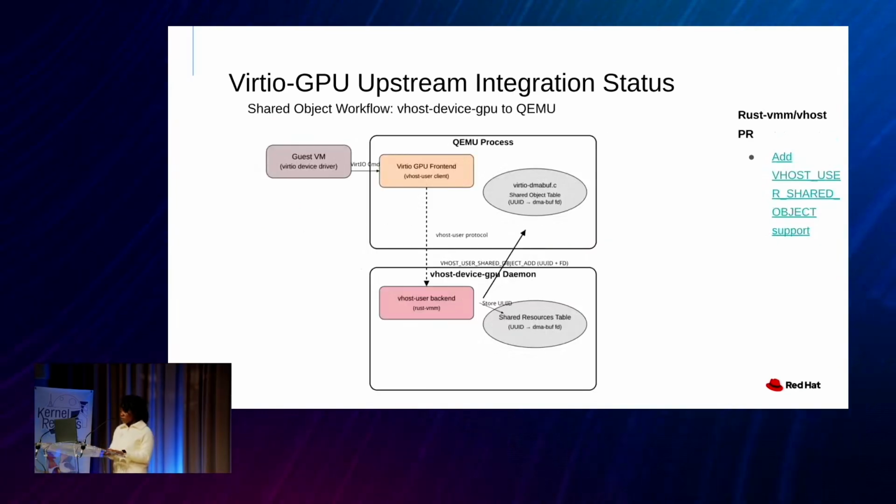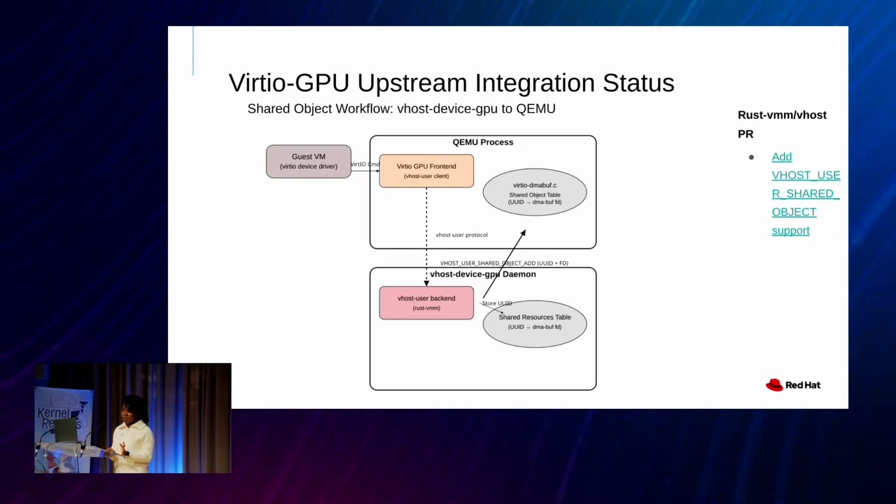Let's walk through the shared object flow. When a guest application needs to create a shared resource, it issues a standard resource create blob command. This command will be received by the virtual GPU front end that's in QEMU, which acts like a simple proxy that forwards the request to the daemon. Now our vhost-device-gpu daemon is responsible for creating the resource. It creates that DMA buf file descriptor, which is the actual shared object, and stores it internally. Next, the guest would issue a resource assign UUID.